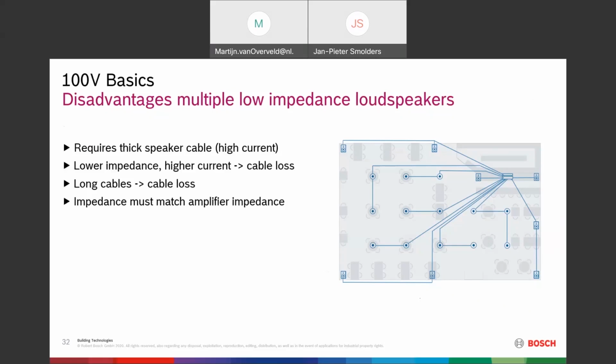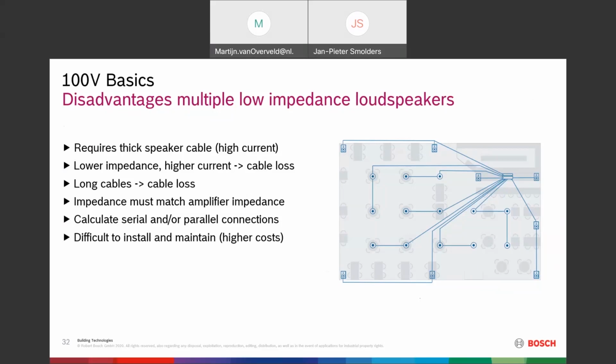You must make sure, like I already explained, that the impedance of your amplifier matches the impedance of your loudspeakers. So what does that mean? If you have several loudspeakers that you have to connect in series or in parallel, you have to make calculations for each connection of each amplifier channel.